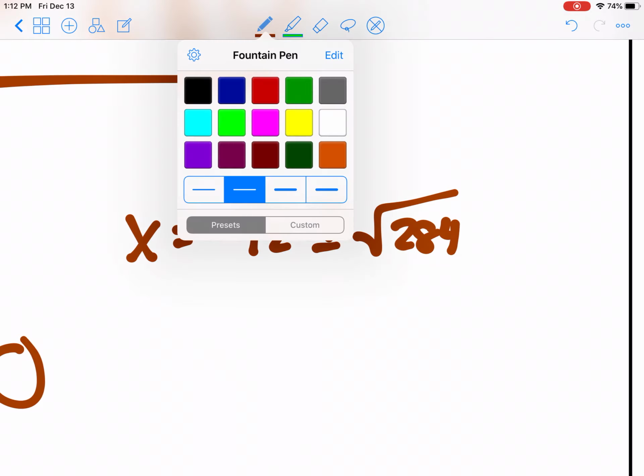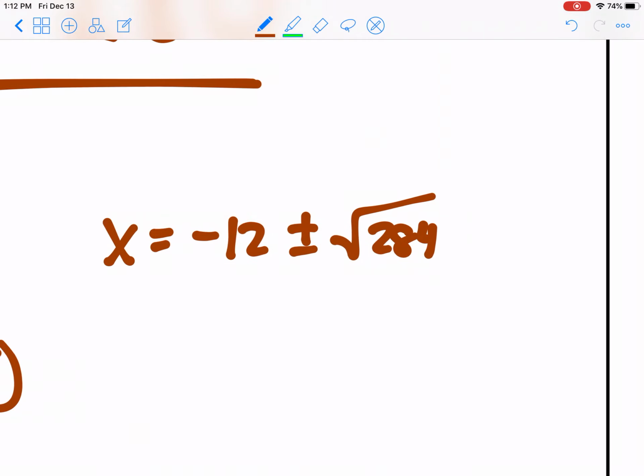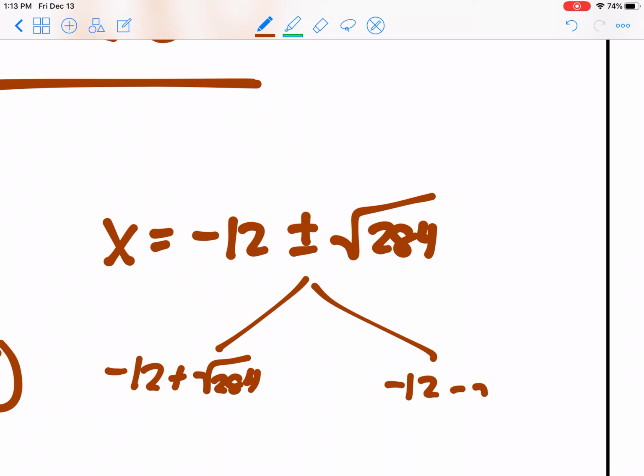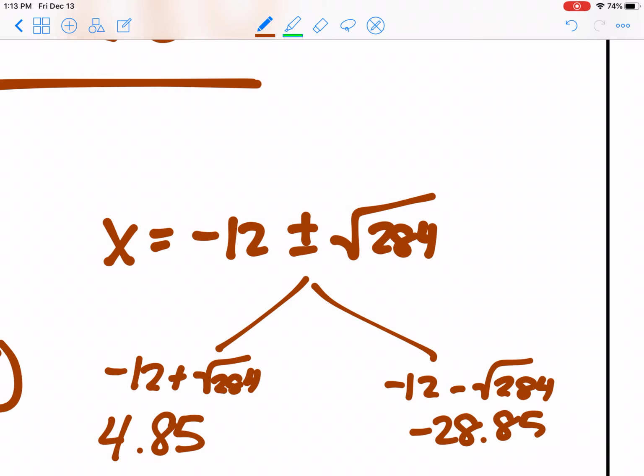Okay, we want a decimal approximation, so let's take this in two directions. I'm going to look for negative 12 plus root 284 and negative 12 minus root 284. And we're just going to do a decimal in both cases. Negative 12 plus root 284. In that case, I get 4.8522995546. So we'll start at 4.85. If I go negative 12 minus root 284, I get negative 28.85 stuff.